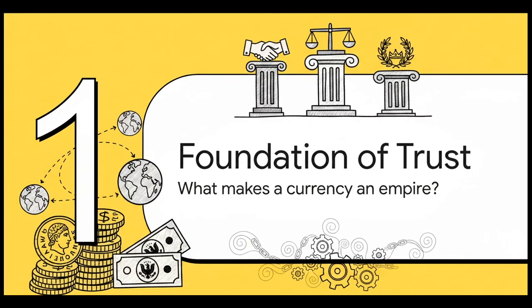Okay, so first things first, how does a currency even get to that dominant empire-like status to begin with? It's definitely not as simple as just firing up the printing presses. It's really about building this massive global system of trust, a system that rests on three very distinct pillars.